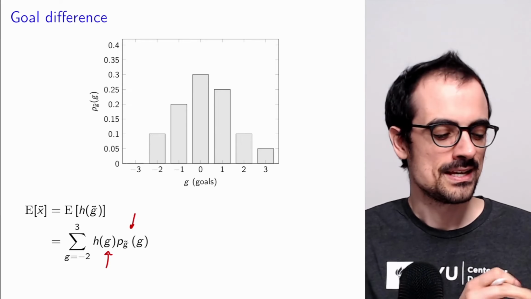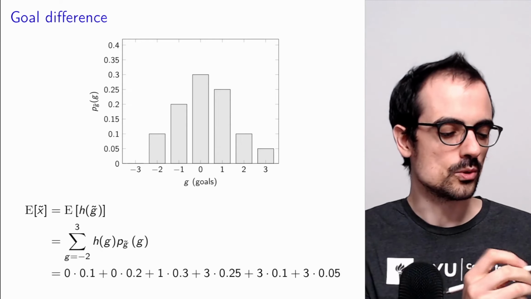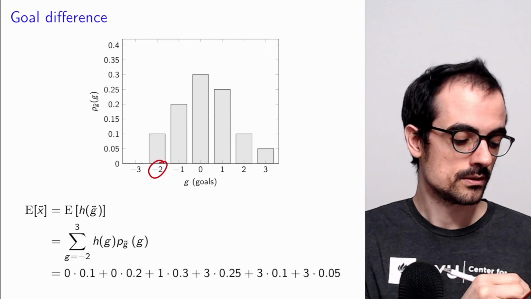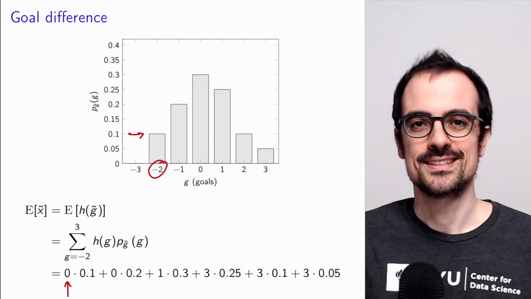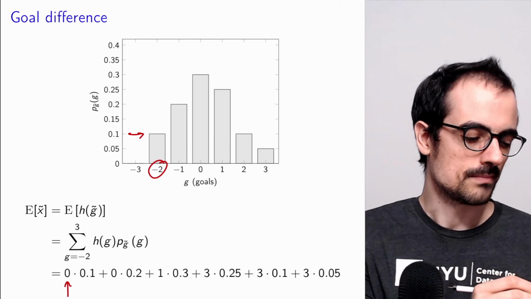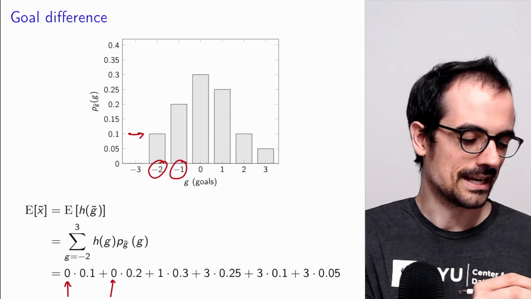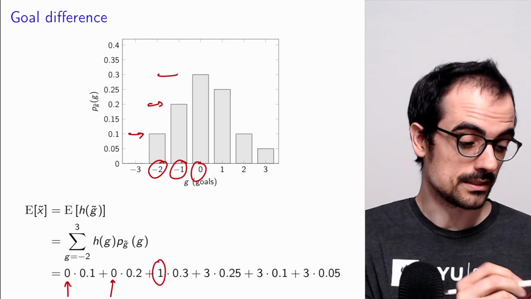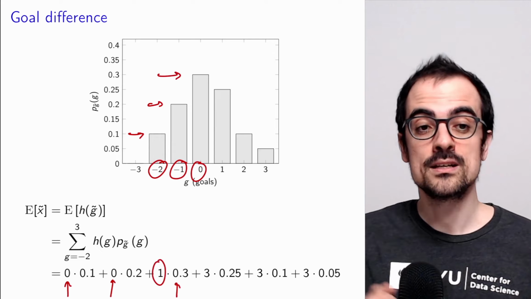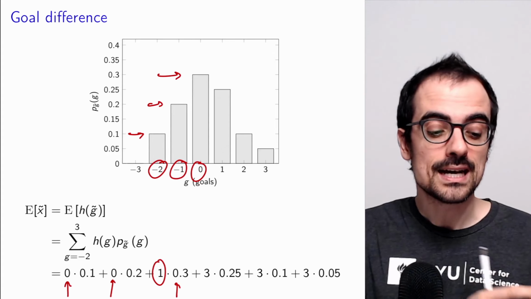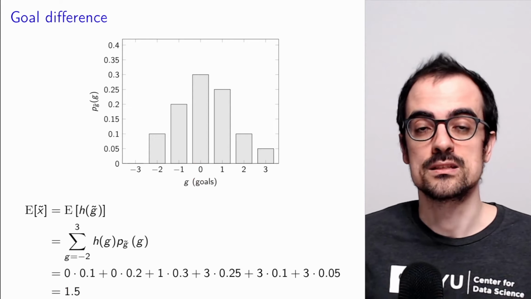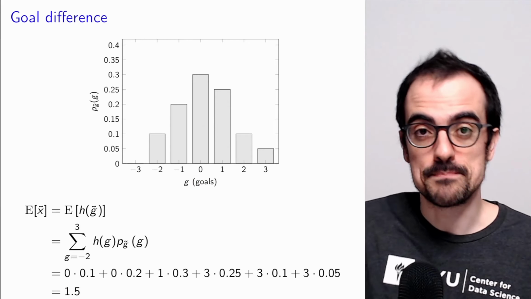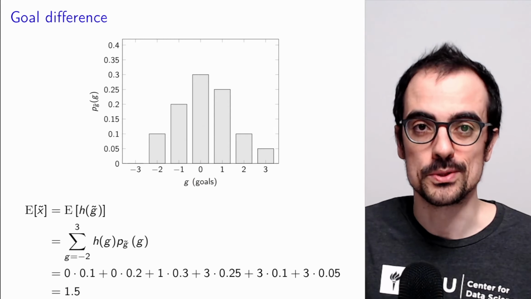What we're going to do is take, for example, -2, apply the function, which is equal to 0, and then multiply times the probability that the goals are equal to -2. For -1, the function is also 0. Again, multiply by the probability. For 0, the function is equal to 1, and we're going to again multiply by 0.3, which is the probability, and so on and so forth. We obtain that the mean number of points gained by the team is 1.5. And again, we don't have to derive the PMF of the points in order to be able to compute this mean.